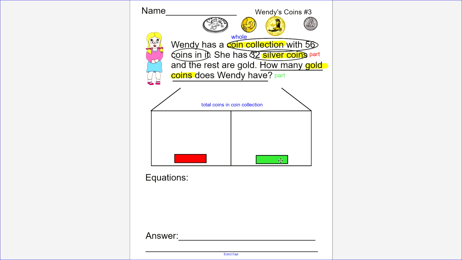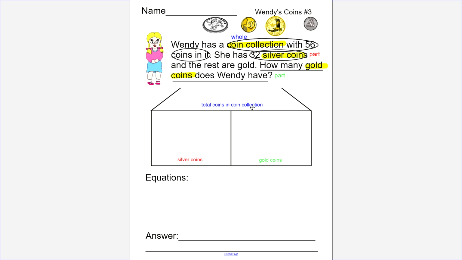Now let's think about the parts. Look at the part 32 silver coins. What word should we use to label that? Yes, we should label this part silver coins because that's how these coins are different from the other ones. They're silver. What should we label the other part, the part that we don't know? How many gold coins does Wendy have? I agree. We should label this gold coins because the fact that these coins are gold is what makes this amount different from the other amount, silver coins.